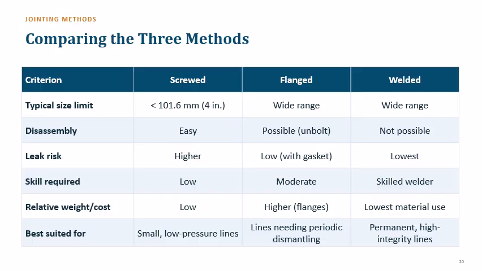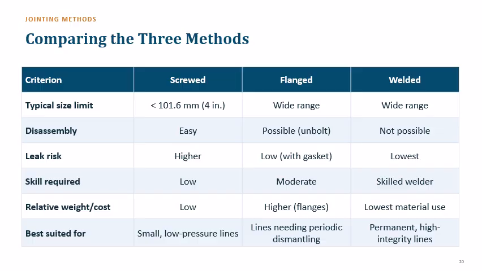Then, in terms of required skill, a screwed connection requires low skill, a flanged connection requires moderate skill, and a welded connection requires skilled welders in order to fix it. Next, in terms of relative weight or cost, a screwed connection is low, a flanged connection is higher, and for a welded connection it is based upon the material used. So it is the lowest material used.